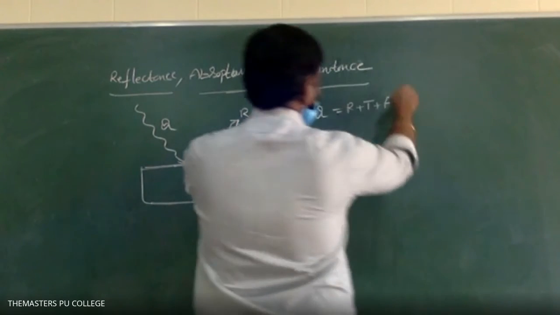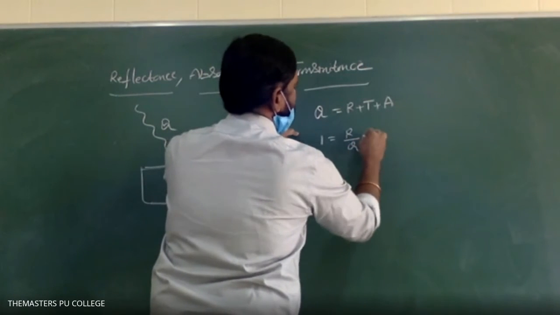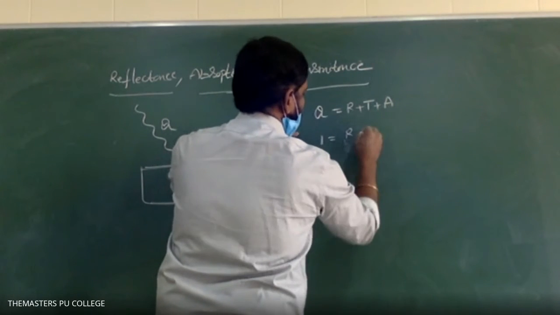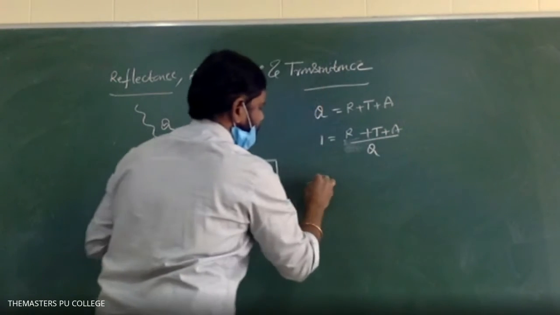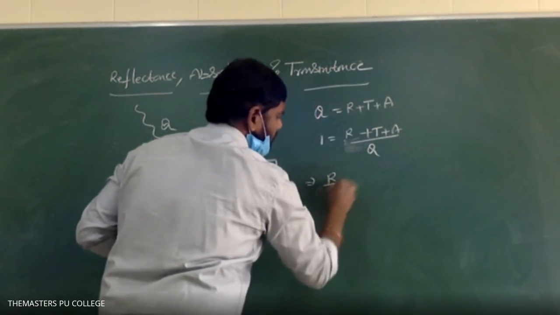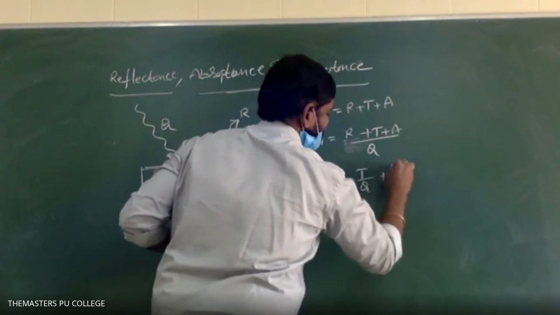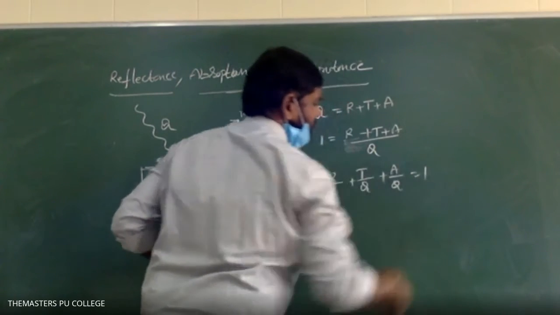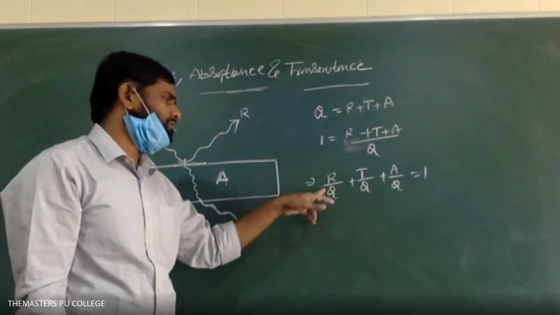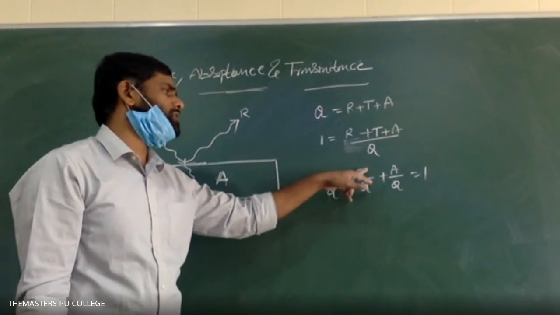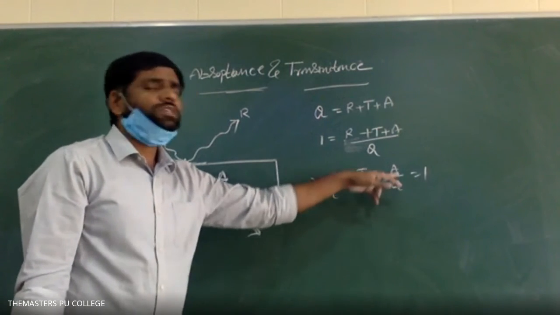So then if Q is the incident energy, dividing this side, what can I write? 1 is equal to (R plus T plus A) divided by Q. Then we can write R by Q plus T by Q plus A by Q is equal to 1. What does R by Q mean? Fraction of the energy reflected. T by Q means fraction of the energy transmitted, A by Q means fraction of the energy absorbed.